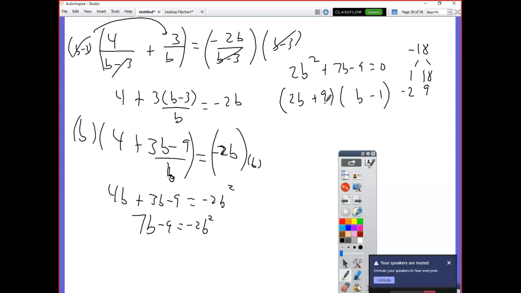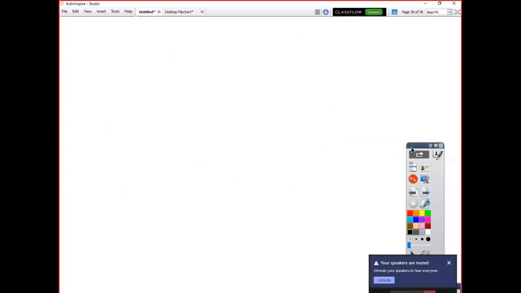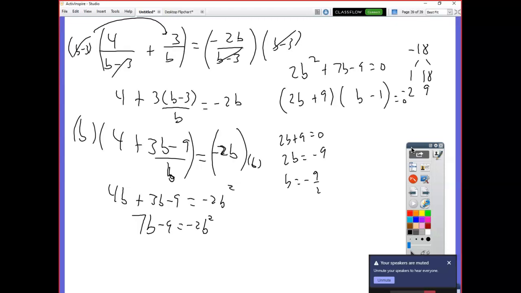So my solutions are going to end up being what makes these equal to 0. So I got 2b plus 9 equals 0, and that's going to give me 2b equals negative 9, or b equals negative 9 halves, which we can't write like that. I'm going too fast, way too fast. Slow down. I feel the bell approaching. I will slow down. Plus the screen is twitching. Good? I can't write that like that, so it's negative 4.5.